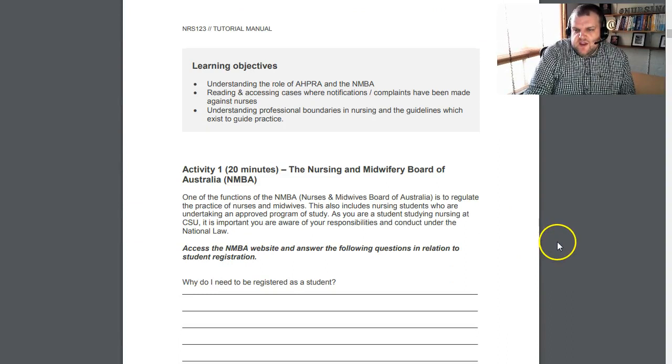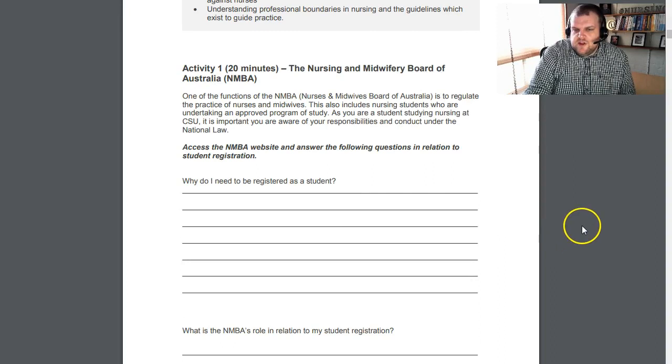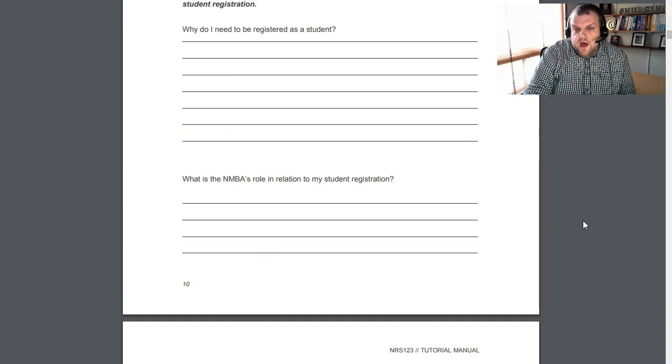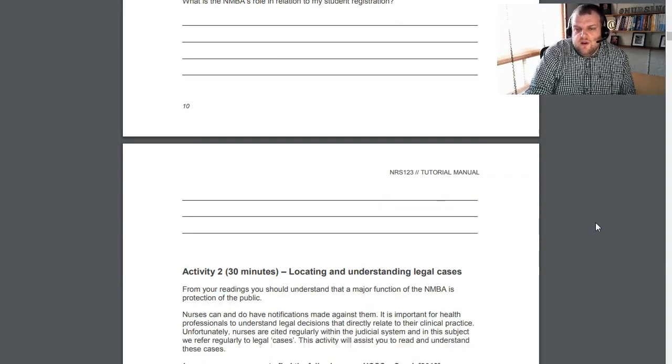So the first activity asks them to go to the NMBA website and to think about a few things. So why do I need to be registered as a student? That question's answered directly on the site. What is the NMBA's role in relation to the student registration? It answers that directly on the site.